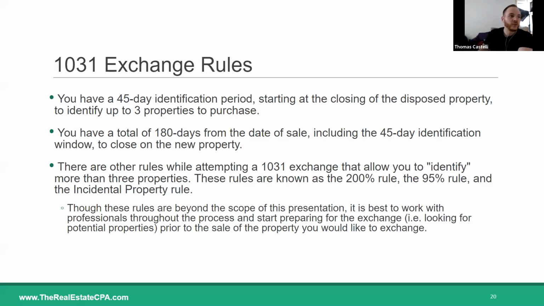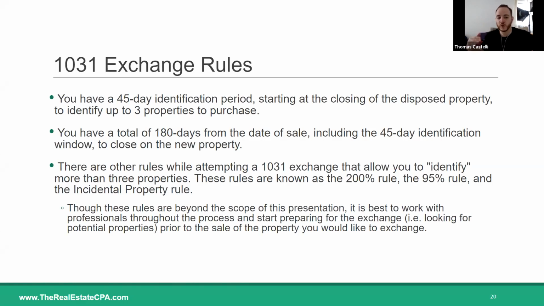1031 exchange rules. So you have a 45-day identification period starting at closing of the disposed property to identify up to 3 properties to purchase. So that means if you close today, on let's call it June 28th, you have 45 days from today to identify up to 3 properties that you're going to buy.